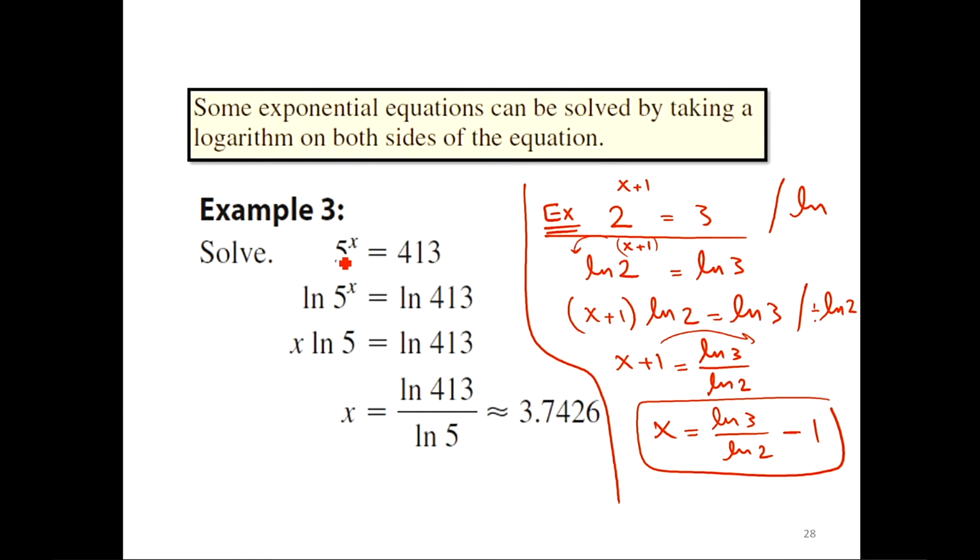Okay, here take the ln for both sides. So we have ln of 5 to the power x equal to ln of 13. Put the x outside, divide by ln 5. So we have this one. This is the value of x. Any question?